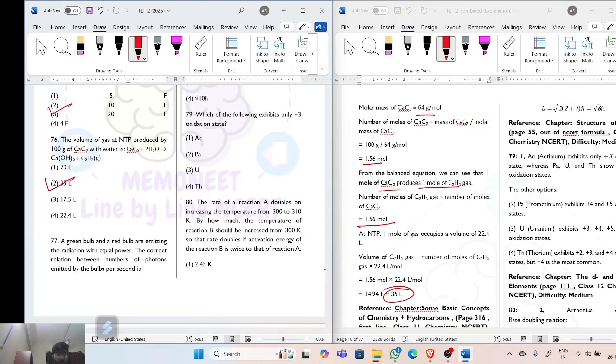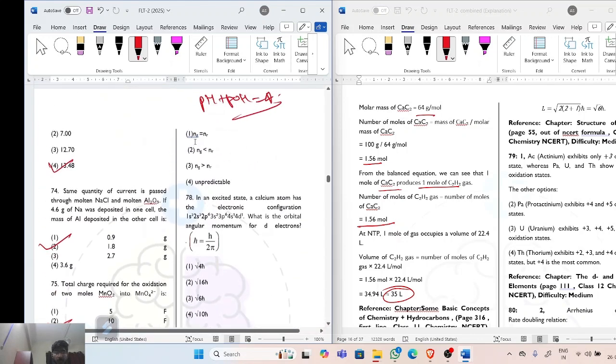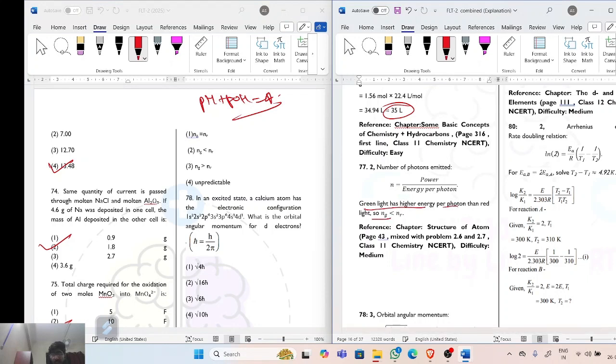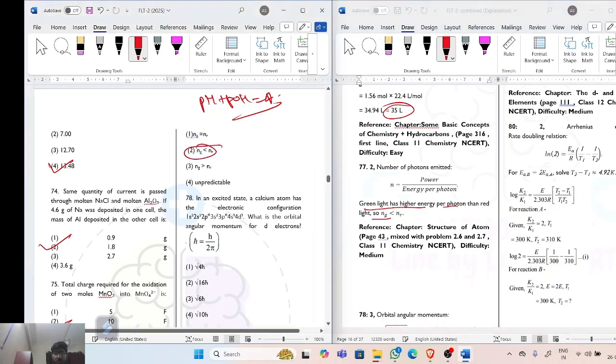Question number 77. A green bulb and a red bulb are emitting the radiation with equal power. The correct relationship between number of photons emitted by bulb per second is, okay. So number of photons emitted is equal to power divided by energy per photon. We know green light has higher energy per photon than red light. So Ng will be less than Nr. So Ng will be less than Nr means option number 2 will be our correct answer.